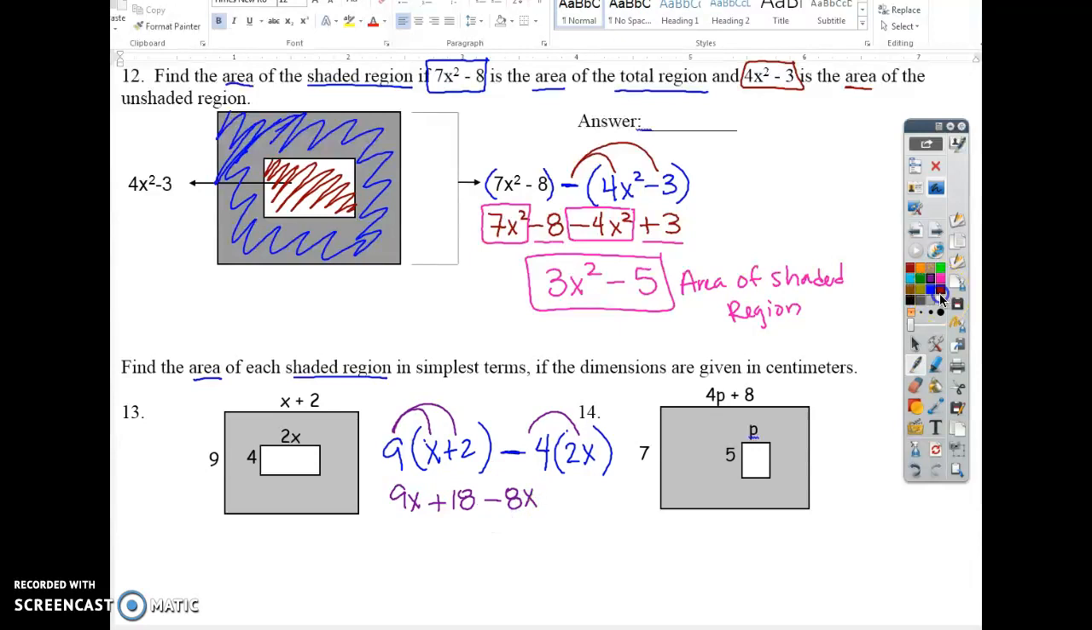And then we just combine the x's. 9x minus 8x is 1x plus 18, which is just x plus 18. Okay, that's your answer. So I need you to do the rest of the worksheet just like this, and just know that these area and perimeter problems are going to be on the test tomorrow.